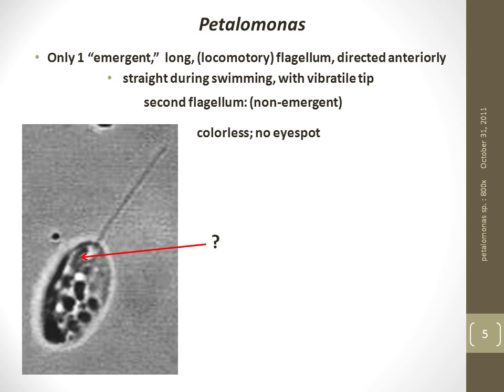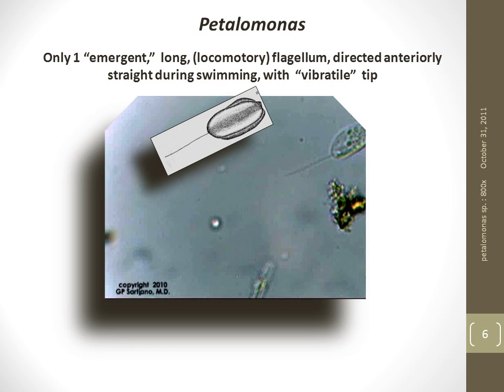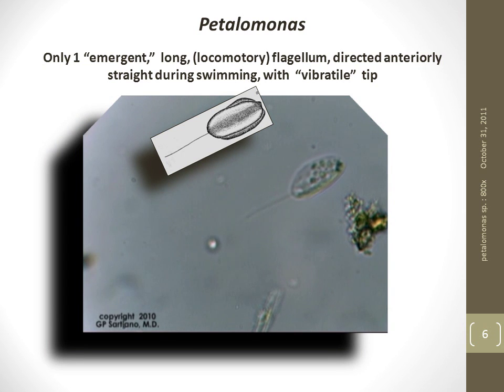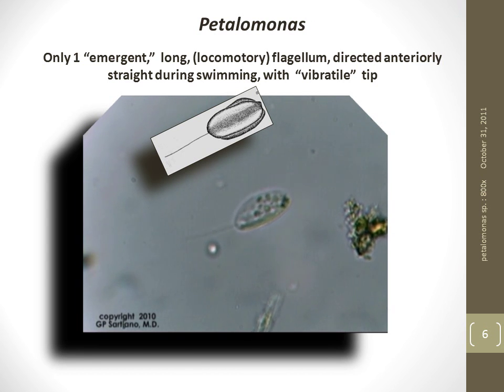The organism is usually colorless and shows no eye spot. The anterior flagellum is generally rigid, even when the organism is swimming, except for its anteriormost tip, which moves continuously in a vibratile manner, carrying the organism along on a smoothly gliding path. This, then, is the locomotor flagellum.